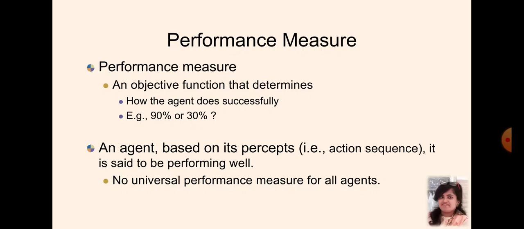And there is no universal performance measure for all agents. You cannot define one particular performance measure. Why? Suppose you have one agent that is a vacuum cleaner, and another agent, suppose, a refrigerator. For the vacuum cleaner, the performance measure will be how much dirt it cleans from the tile, or how much cleaner the tile is after cleaning. For the refrigerator, it might be how much cooler it can make the objects placed inside it. Those performance measures are totally different, so there is no universal parameter for measuring performance.